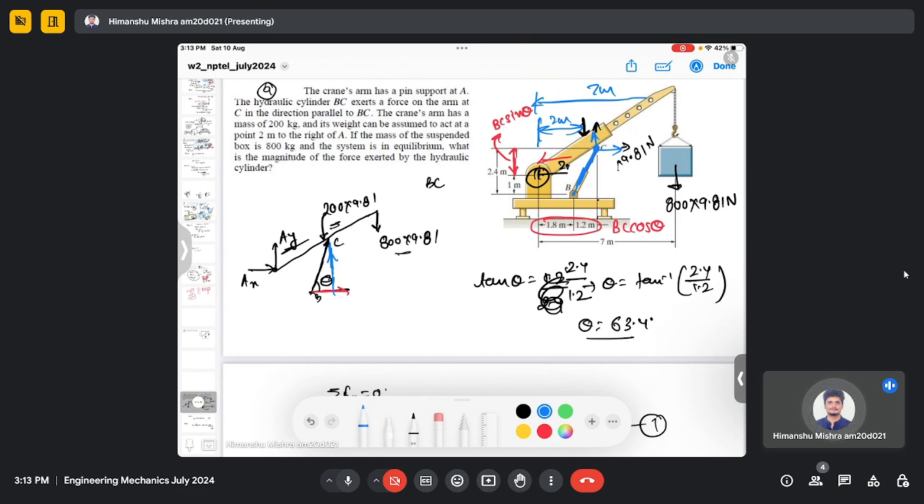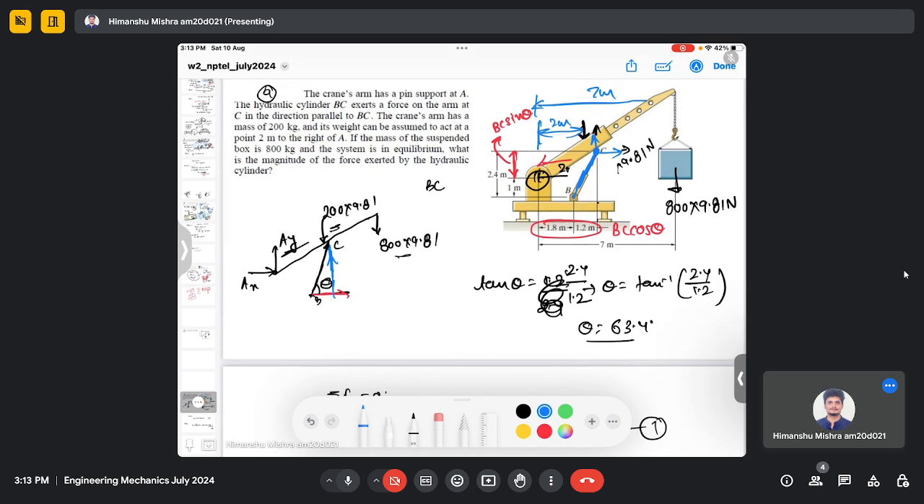So for the vertical component, this will be your perpendicular distance, which is 1.8 plus 1.2. And for this horizontal component, the distance will be this, which is 2.4 minus 1 meter.